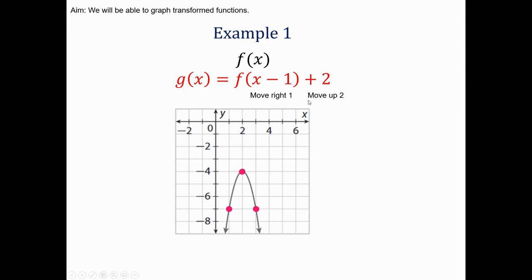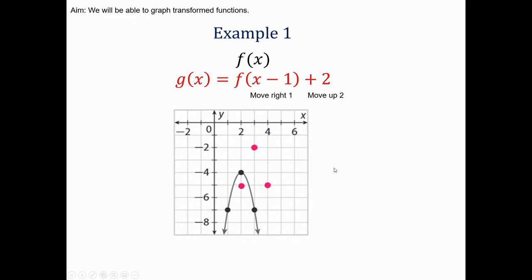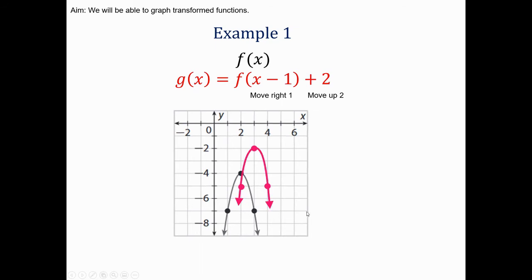So let's go ahead and do this. I'm going to take these 3 dots right here that I marked, and I'm just going to move them right one at a time. 1, 2, 3. Now I moved all these right. Now I'm going to move them up 2. 1, 2, 3. Once I have my 3 dots completely transformed, now I can actually connect the dots right here.